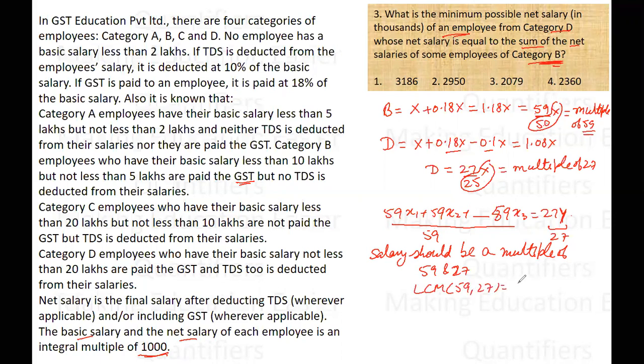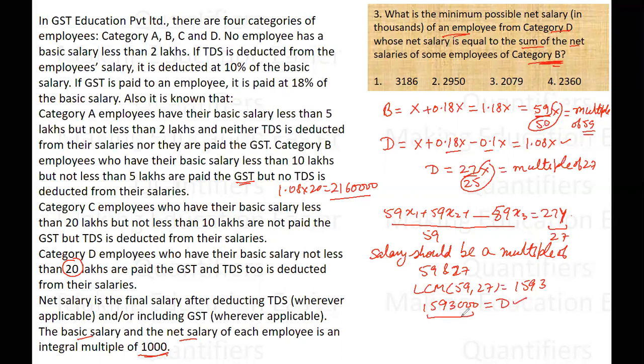that comes out to be 1593. So if I take this number as the salary, let's say 15,93,000, then that is not possible. This has to be in thousands only. The reason being, this is the salary of some employee of category D, and for category D the minimum basic salary is 20 lakh. If I put X equal to 20 here, this is 1.08 into 20. It comes out to be 21,60,000. This is the minimum net salary, so this cannot be the salary of an employee of D.